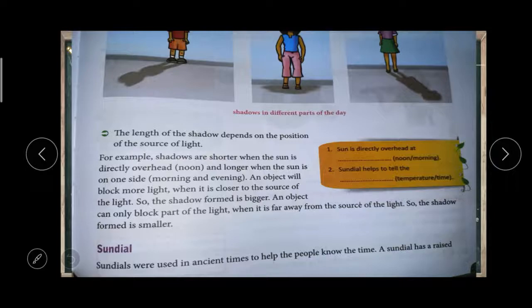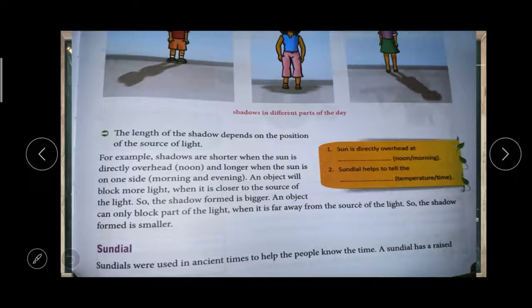Why? Because the sun is above your head, right? It is above your head at noon time, so your shadow is shorter. Okay, in the evening and in the morning it is much longer. It looks like an elongated shadow. So at noon the shadow is shorter because the sun is at the top level, and in the evening and the morning the shadow is longer.